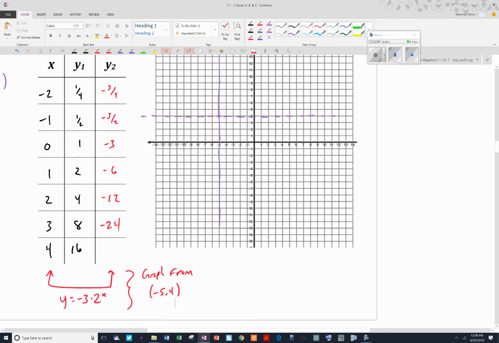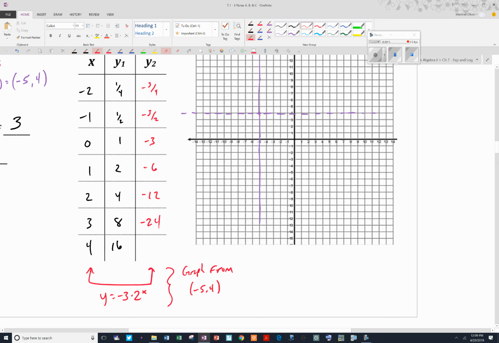So from negative 5, 4, I want to go left 2, down 3/4. I'm going to go left 1, down 1.5. I have 0, negative 3, 1, negative 6 from that HK point. So I'm just doubling my y values now. And then I have negative 12. And that's all I'm going to be able to fit.